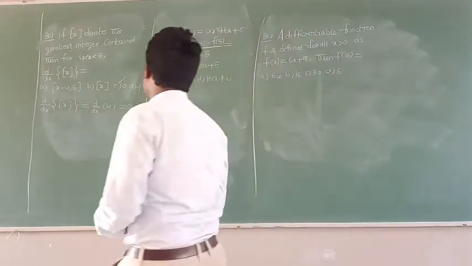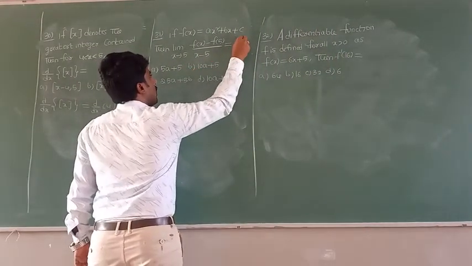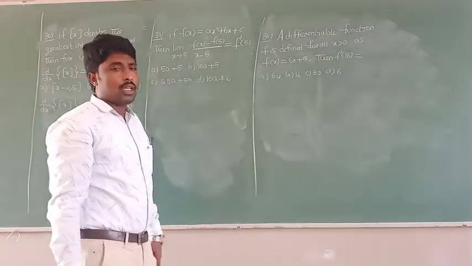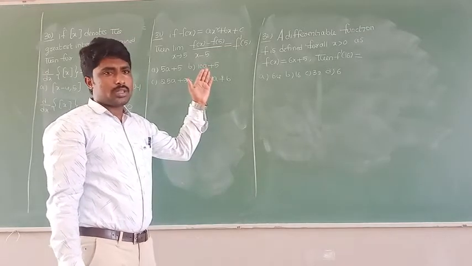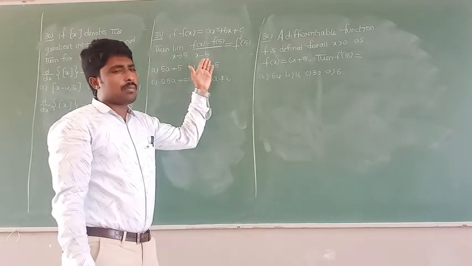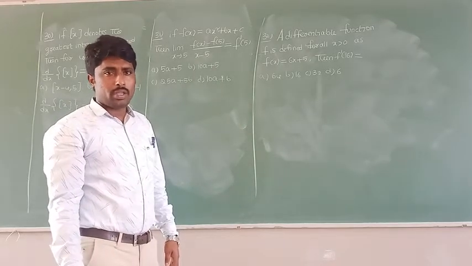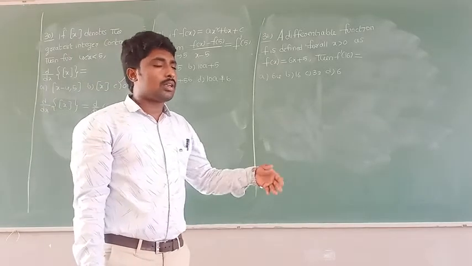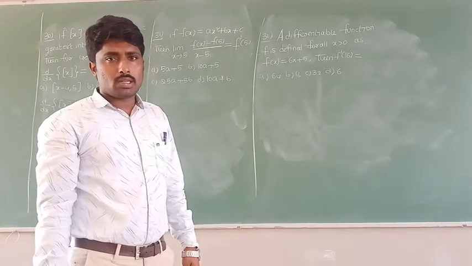So in place of a, what is there here? 5 is there. So you need to find out f dash of 5. Here there is no need to apply the limits concept, because we know the direct formula representation. This symbolic representation is called f dash of a. Understand everybody? Now you need to find the differentiation of the function, and in place of that you need to substitute x equal to 5. Is it clear everybody?